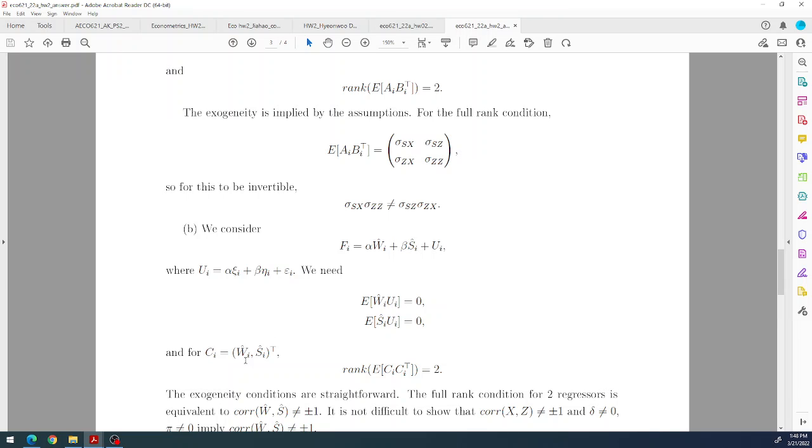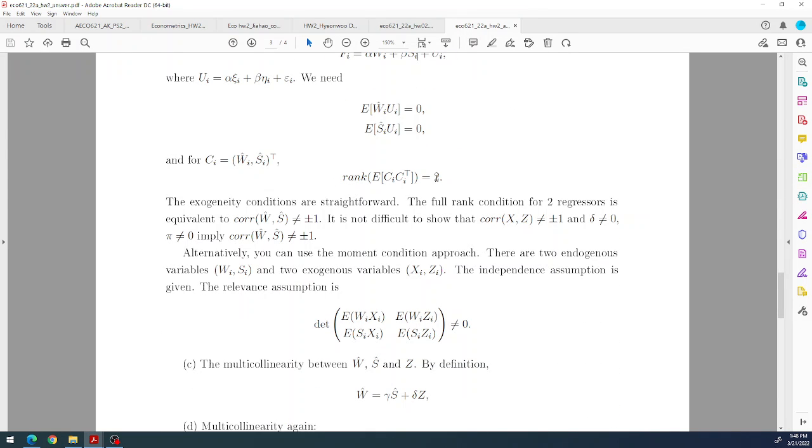So I define C this way, and then you have to show that the rank is 2 or the determinant is non-zero. But in this case, deriving the determinant may be a little bit cumbersome, but intuitively it's not that difficult because there are only two variables. So you can just say that correlation is not perfect. And also it should not be that difficult to show that this is implied by correlation between x and z is not perfect and delta is not 0, pi is not 0.